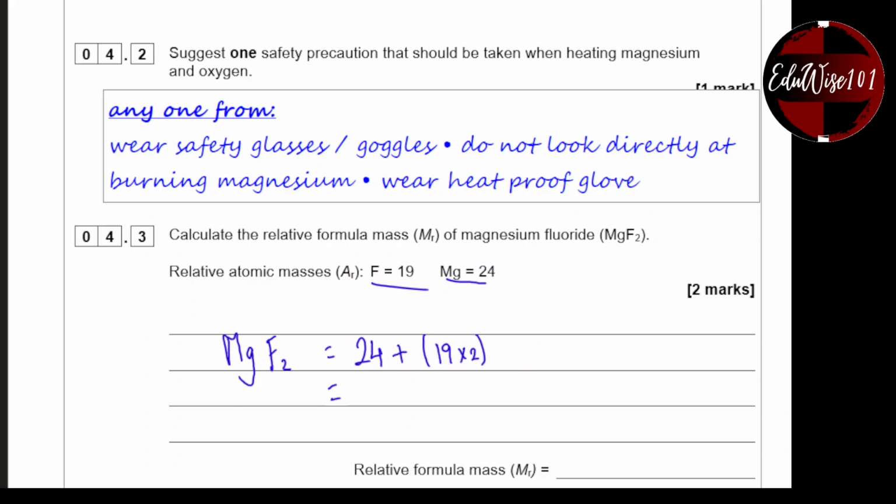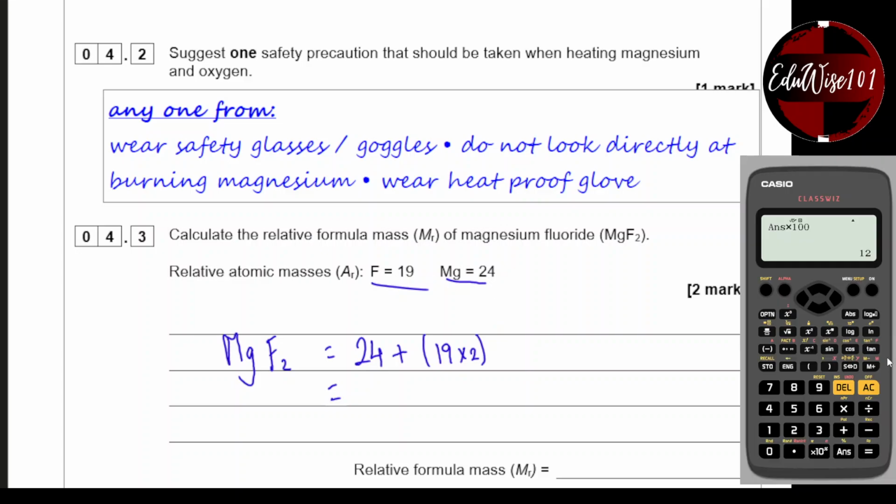Let's do that in reverse, so that's easy. I'll bring the calculator up. So 19 times 2 is 38, and you add 24 to that, it gives you 62. 62 grams.